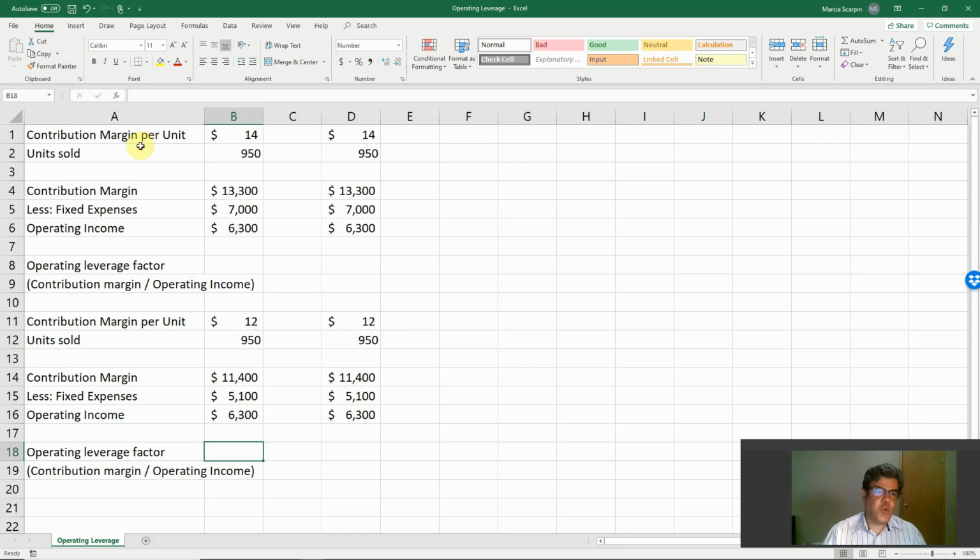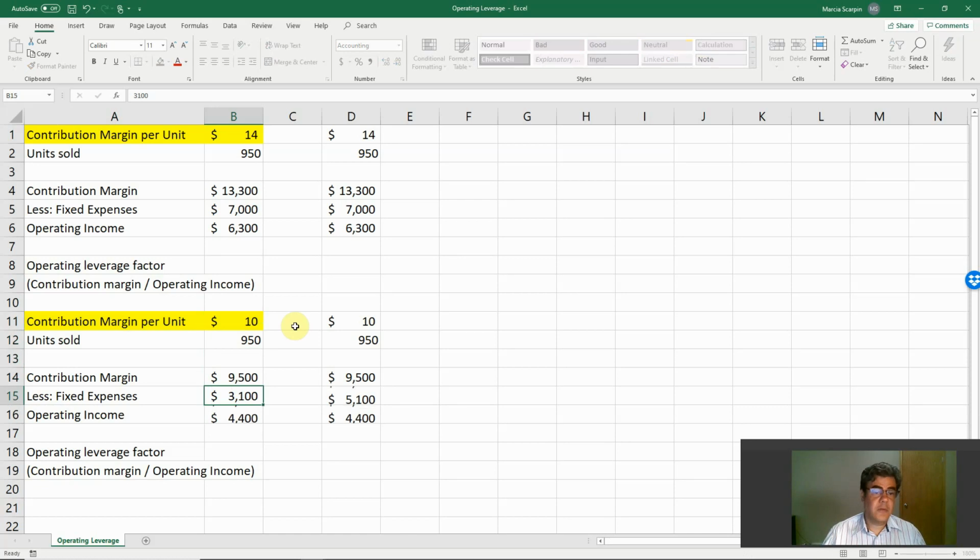So let's consider two very similar companies. Let me highlight it here. They sell the same product, same selling price, same size, and the units sold are the same. Company number one, contribution margin 14. Company number two, contribution margin 12. Or let's change it, 10, that is the number that you have here. So company one has greater contribution margin and fixed expenses. Now it's the number that you already have.